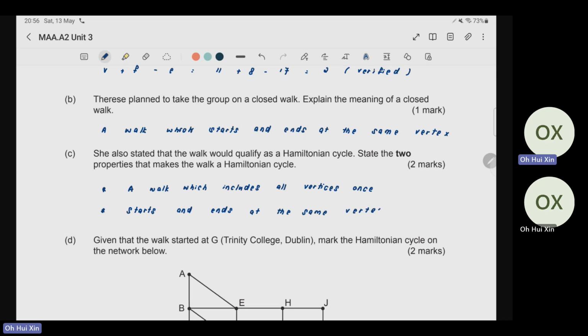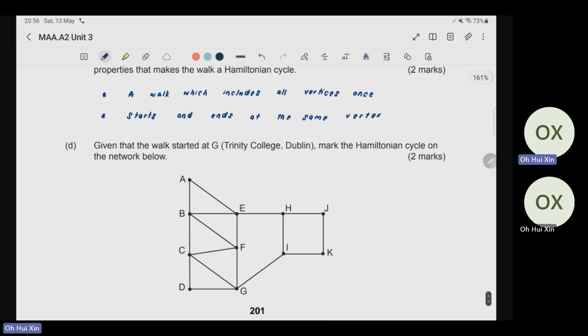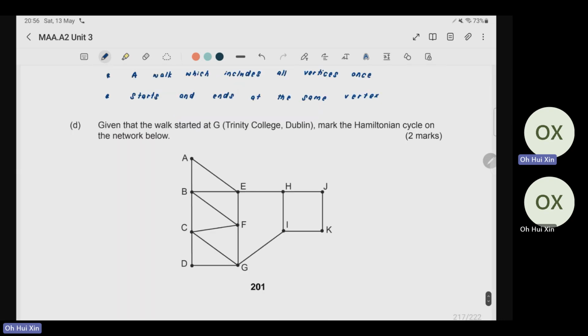Given that this walk has to start at G, which is the Trinity College, mark the Hamiltonian cycle on the network below. This is a Hamiltonian cycle, so you can only try and error. Just try to draw out a path that goes through all the vertices once, then starts and ends at G. One way that you can go easy is to go to I first, because this is the one that is quite obvious already.